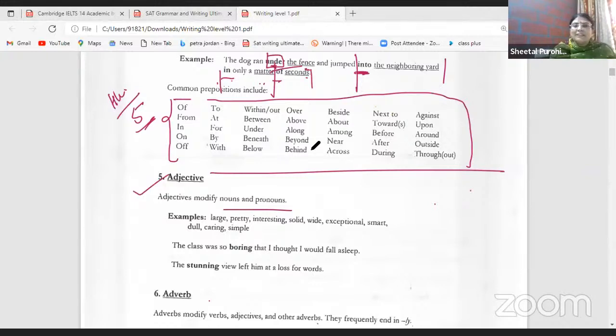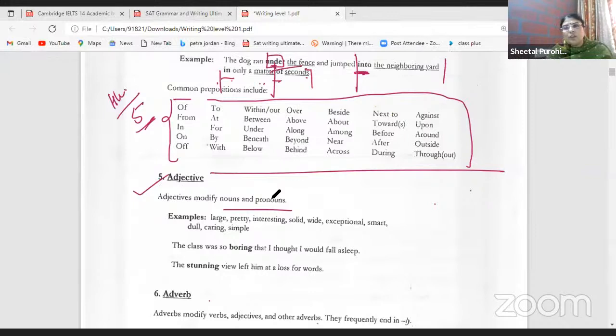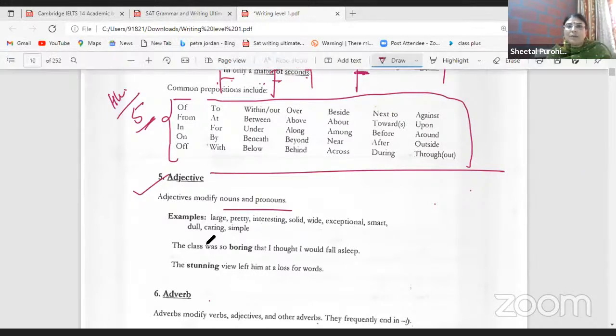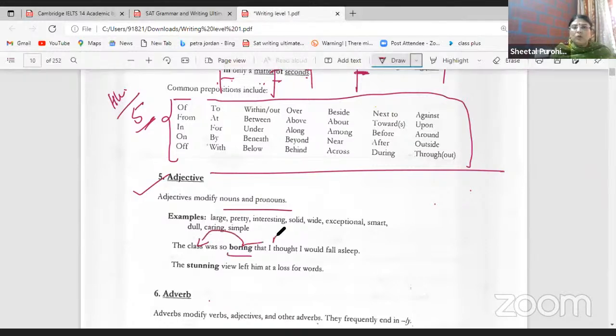So adjectives are the words which are used to modify nouns and pronouns. Write it down. Now, there are certain words which are pure adjectives. No matter where you write them, they'll always be adjectives, like pretty, interesting, solid, wide, exceptional, smart. Consider: the class was boring. What kind of class was it? It was a boring class. The word boring is telling something more about the class, so boring is the adjective here.